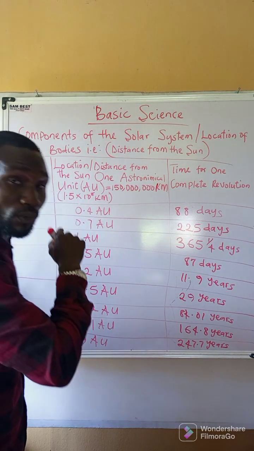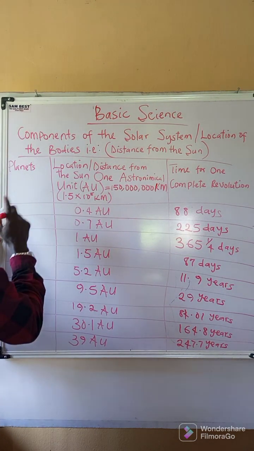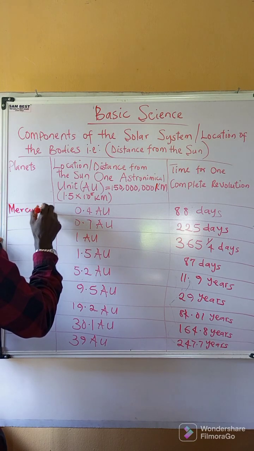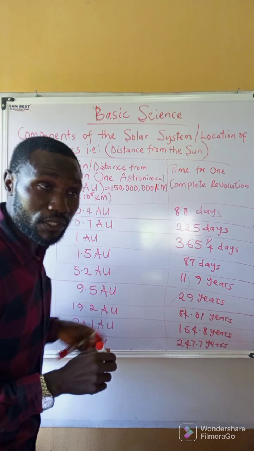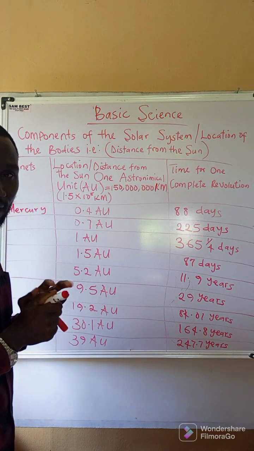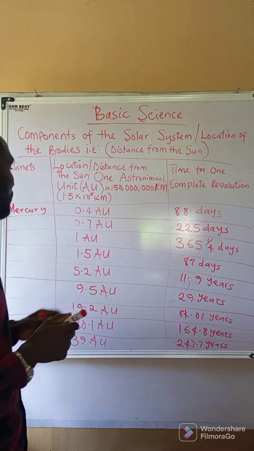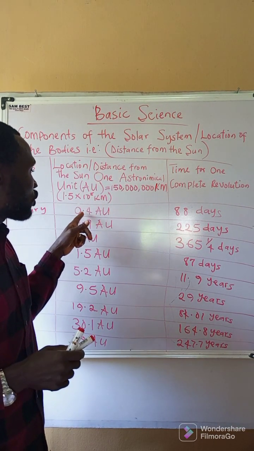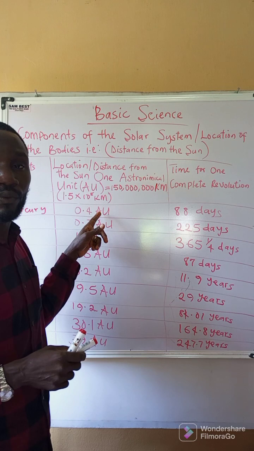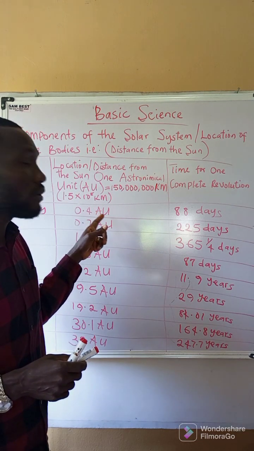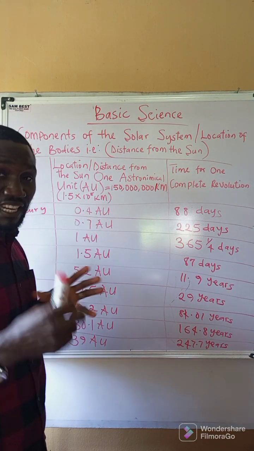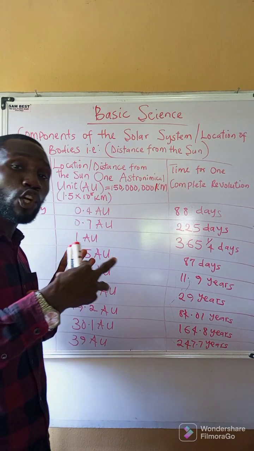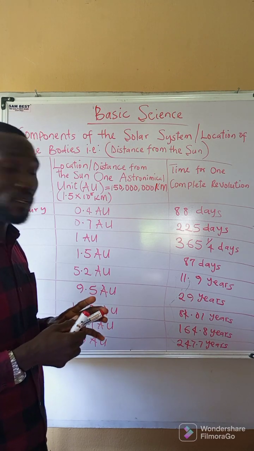Number one, our first one, if you remember from last week, is Mercury, right? Do we still remember? Mercury is our first planet, and the distance it covers is 0.4 AU, which is astronomical unit. If you can see, the value is small, right? Yes, that is how close it is to the sun.